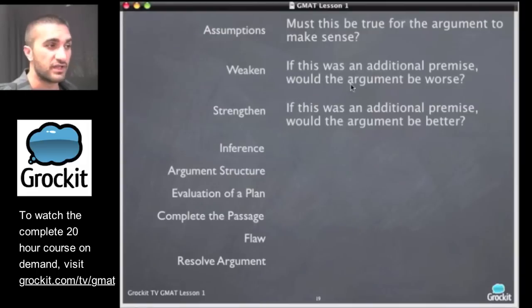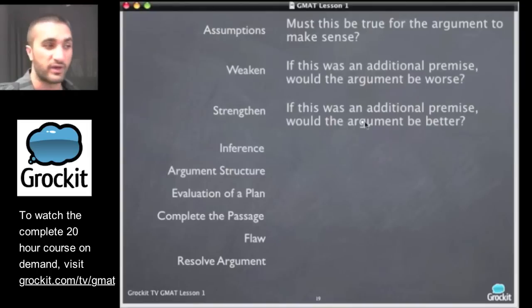On weaken questions, we're going to ask ourselves a completely different question, but also very specific so that we can get a specific answer from our brain. We're going to ask ourselves, when we're reading an answer choice, if this was an additional premise, would the argument be worse? Not does this weaken the argument. We ask ourselves specifically, if this was an additional premise, would the argument be worse?